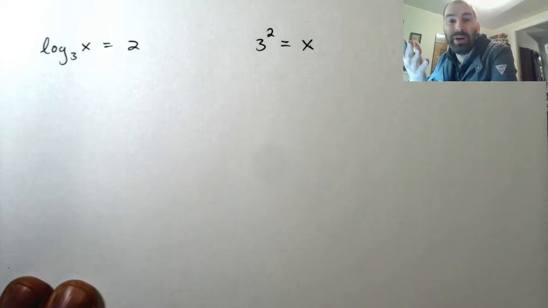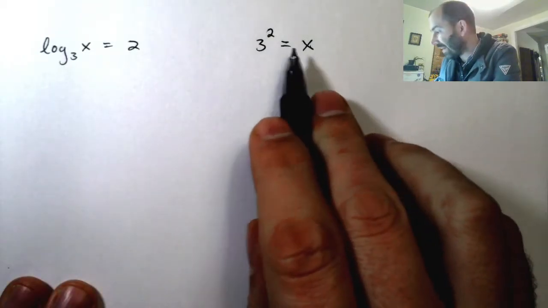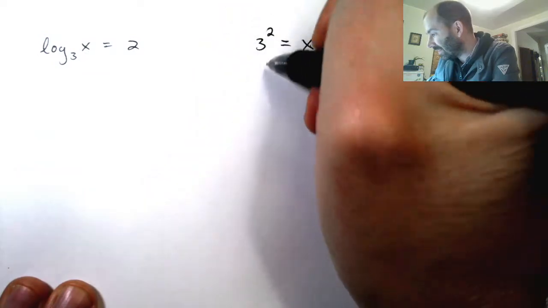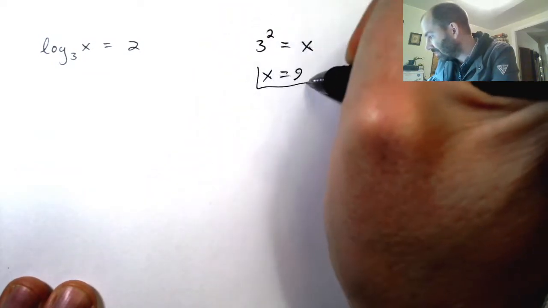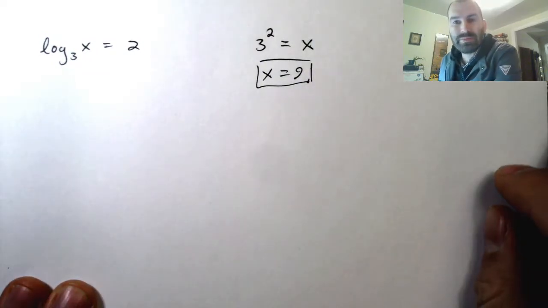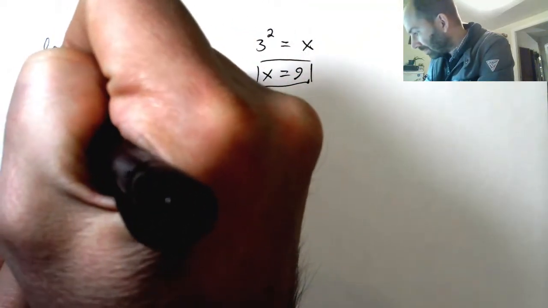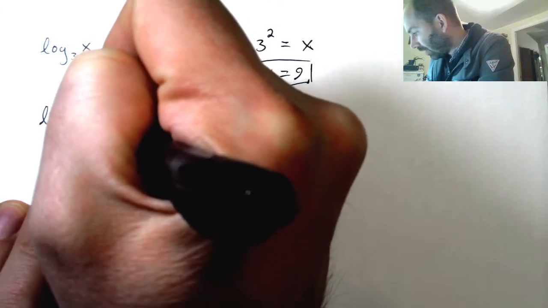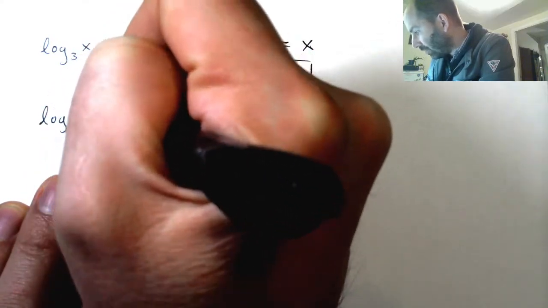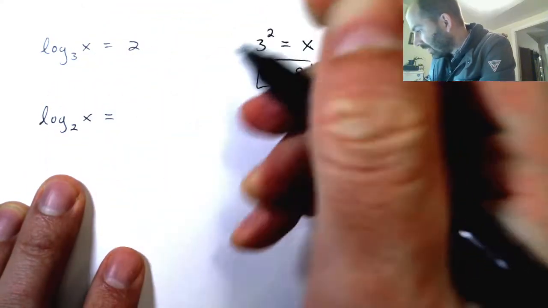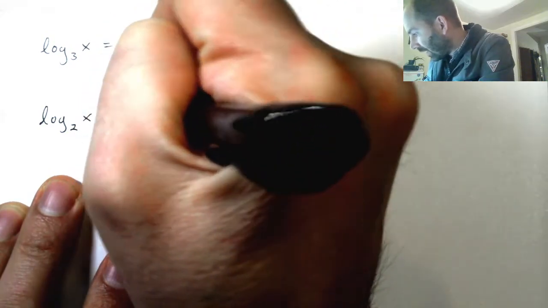Well, there you go. I think I see what x is, right? X equals 9. Done. Okay, let's try another one like that. Log base 2 of x equals -1.